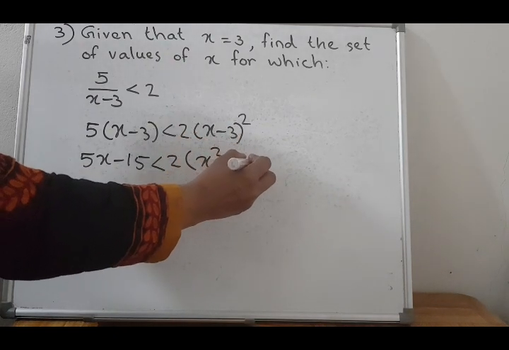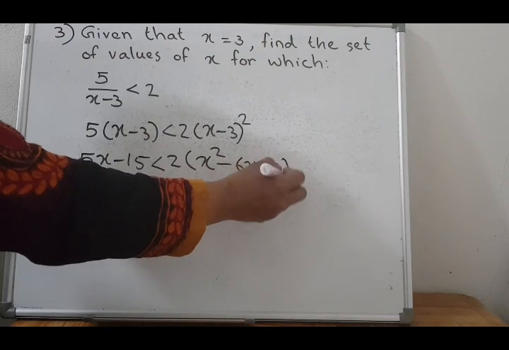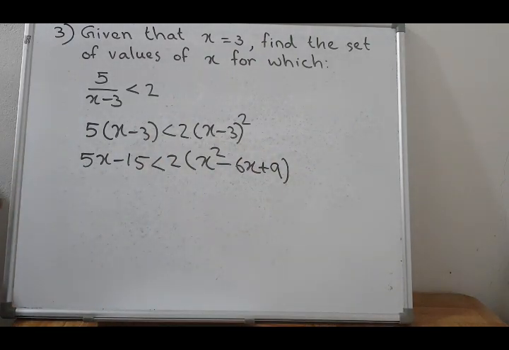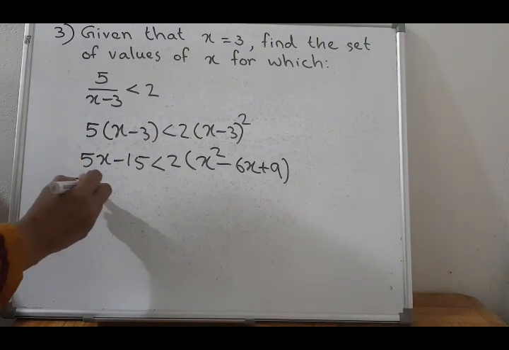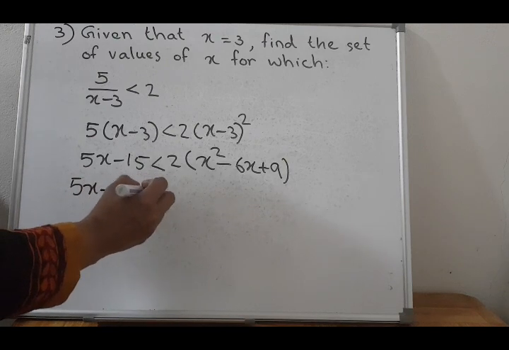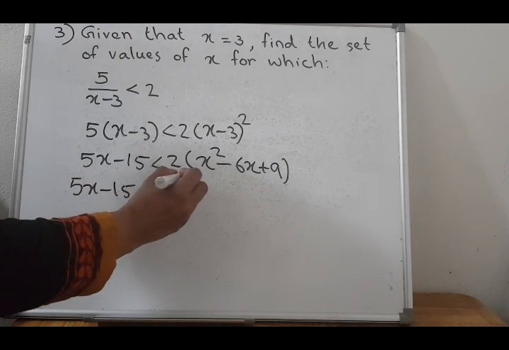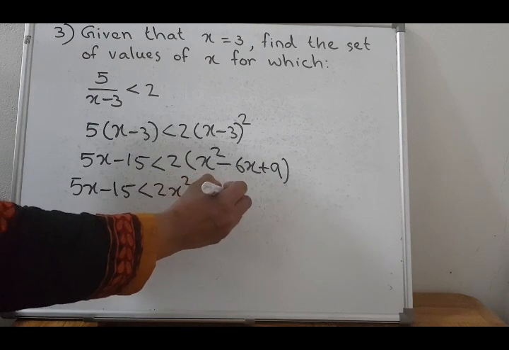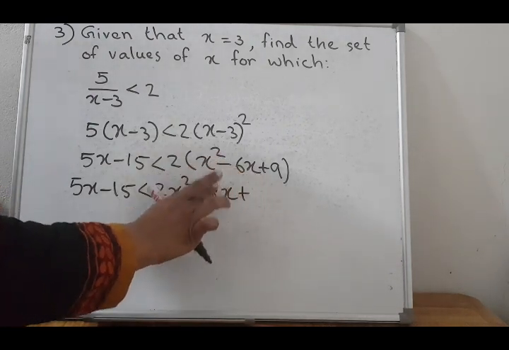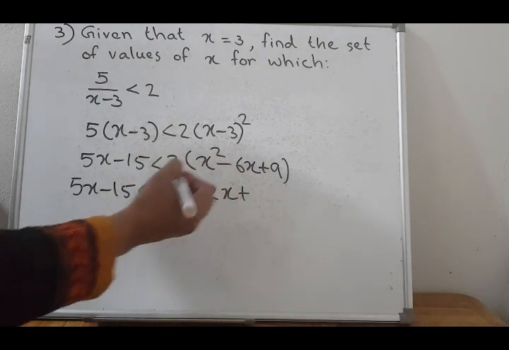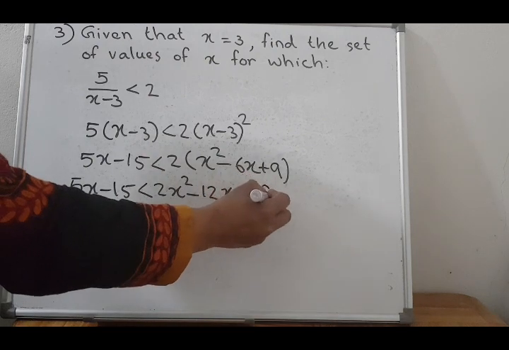x square minus 6x plus 9. So that is 5x minus 15 is less than 2x square minus 18x, minus 12x plus 18.